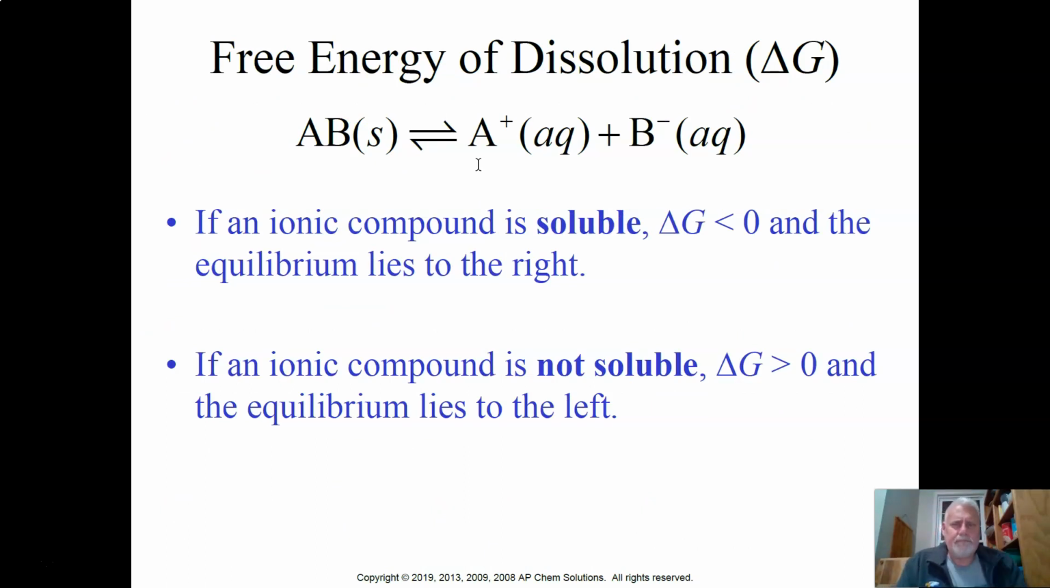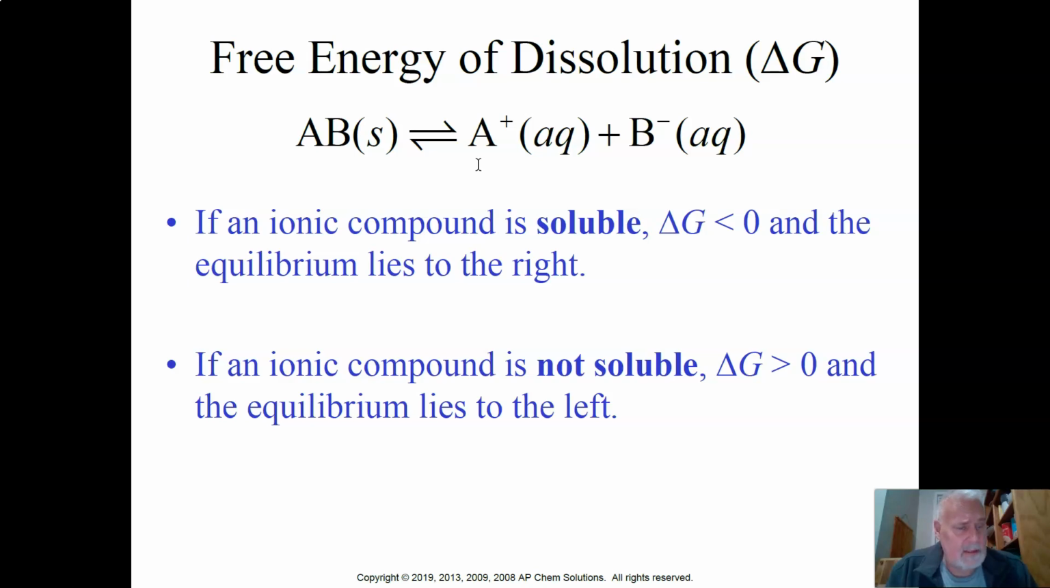Okay? So, if we look at this reaction, this might make you think of Ksp, where we talked about a solid dissolving into its constituent ions. So, if it's soluble, delta G is negative, and that means it's a thermodynamically favored process, and the equilibrium lies to the right. Both of those factors are true.